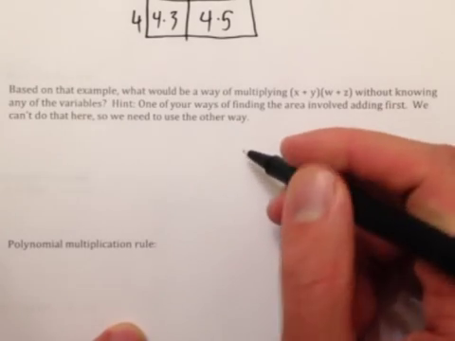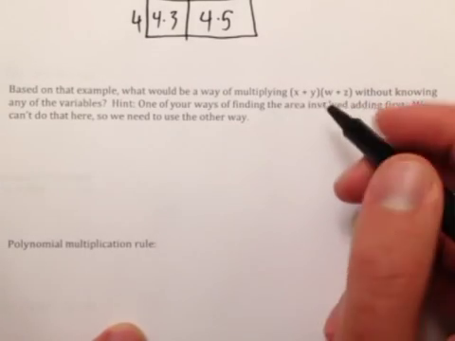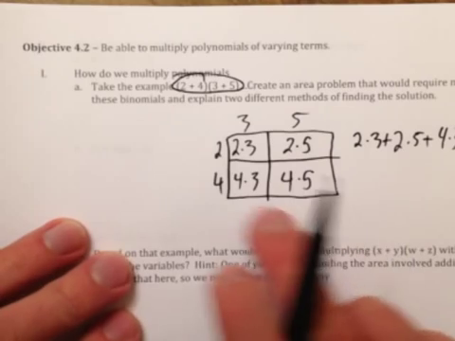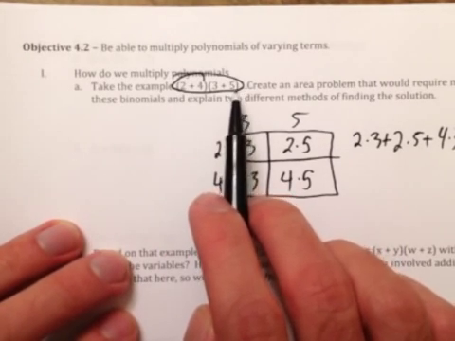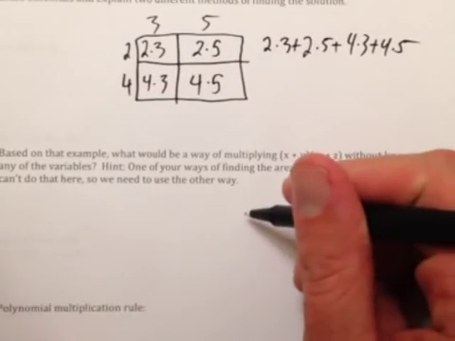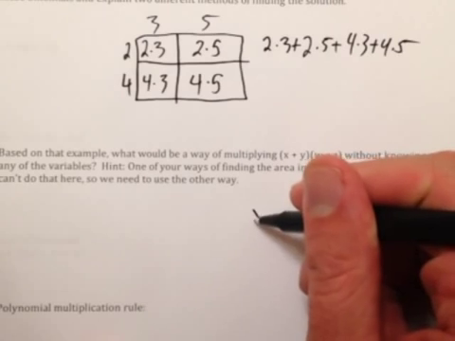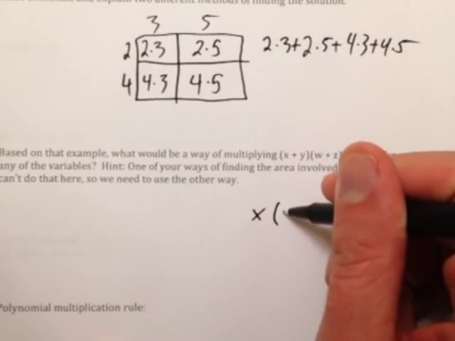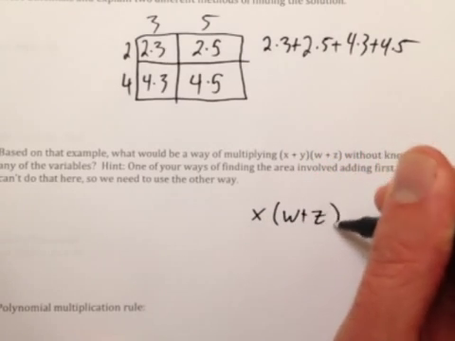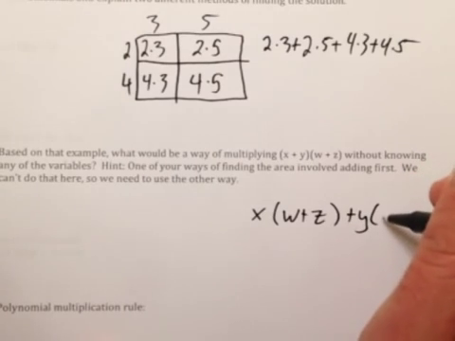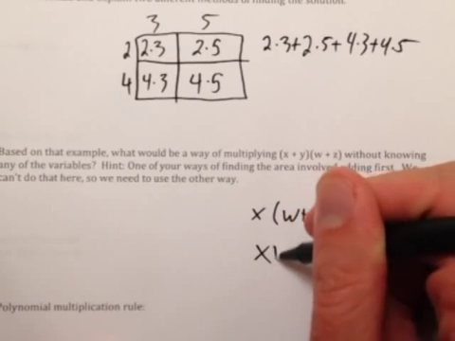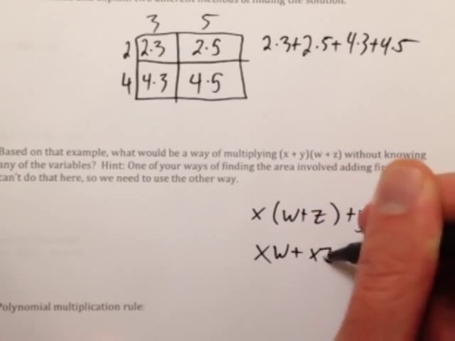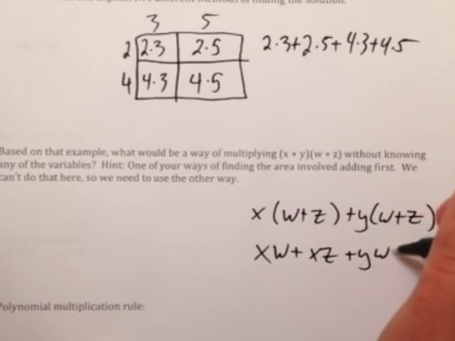Alright, so what you would have to do, just like up here where we had to multiply the 2 times both the 3 and the 5 and the 4 times both the 3 and the 5, we would have to do the same thing here. We would have to do x times both the w and the z plus y times both the w and the z, or xw plus xz plus yw plus yz.